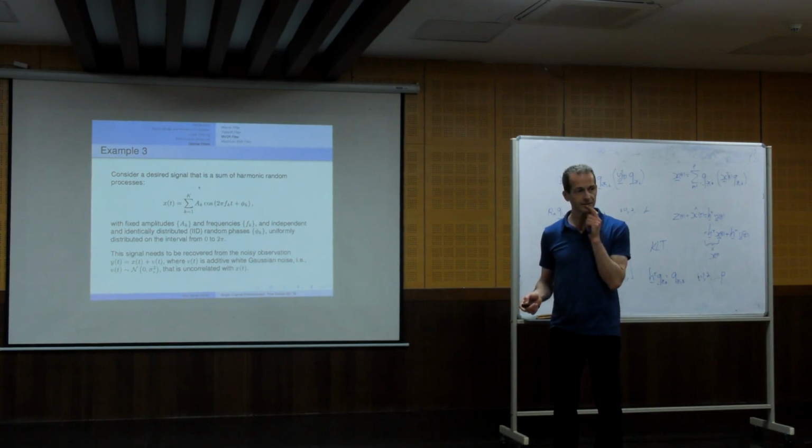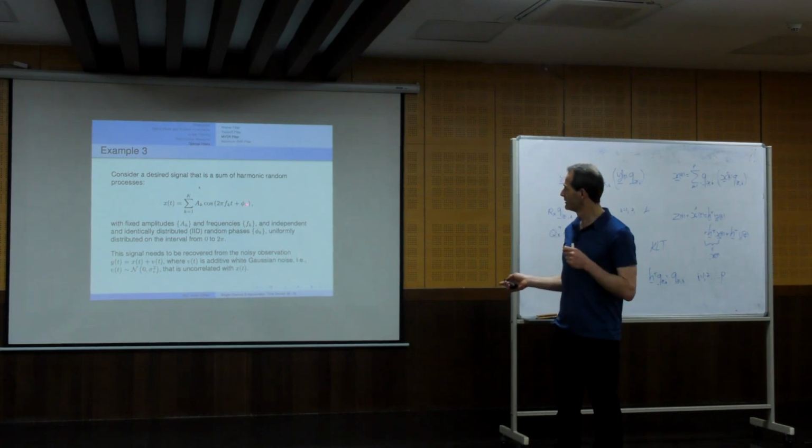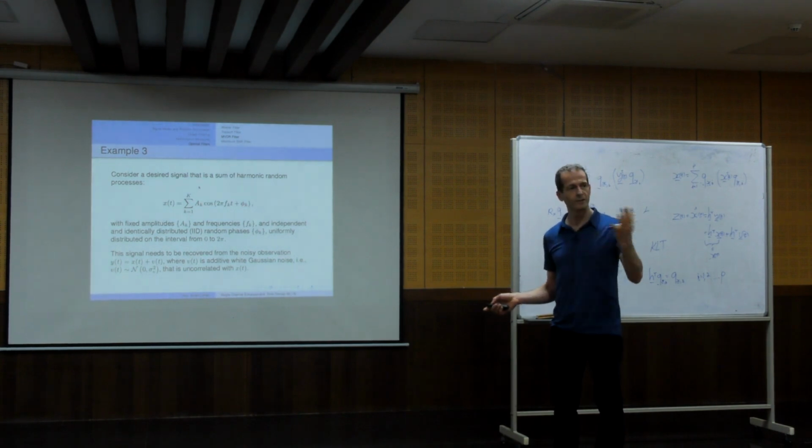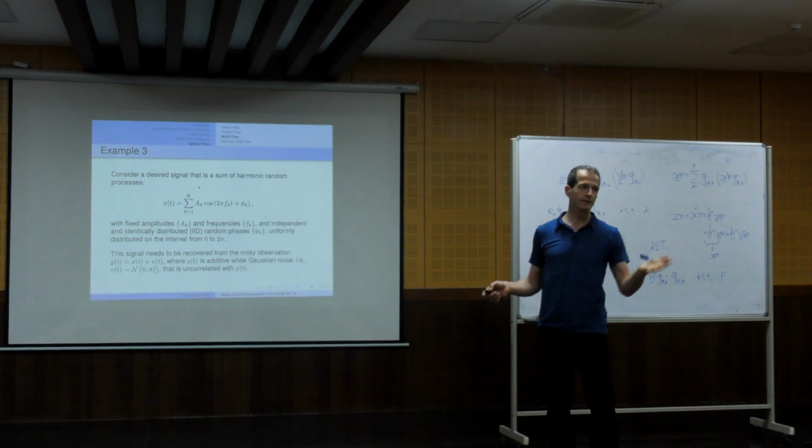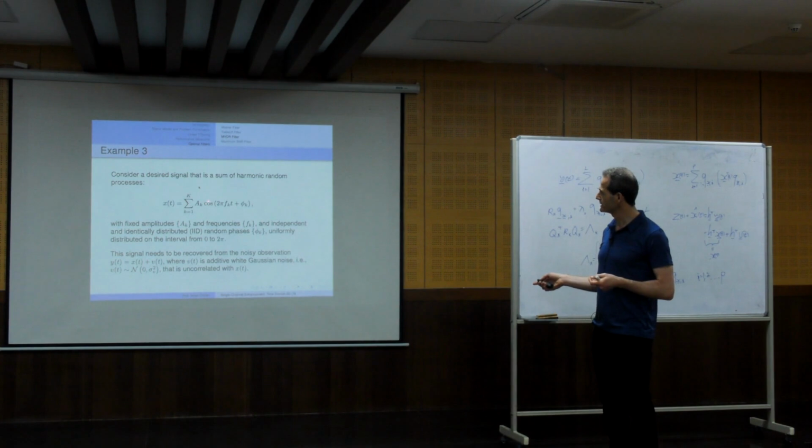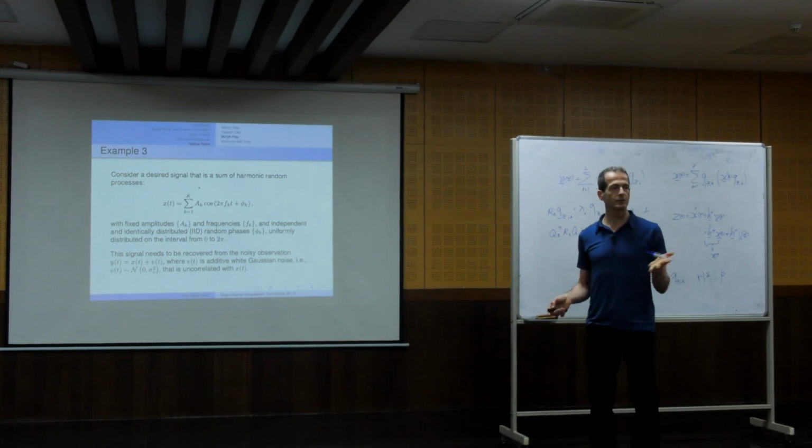Two times K. Why? Exactly. We need the cosine and the sine, or we need the cosine and the minus frequency, or whatever. But in order to represent a cosine with a random phase, we need the cosine and the sine.